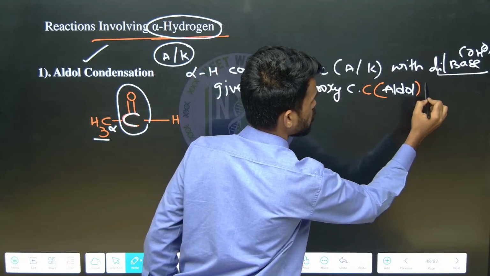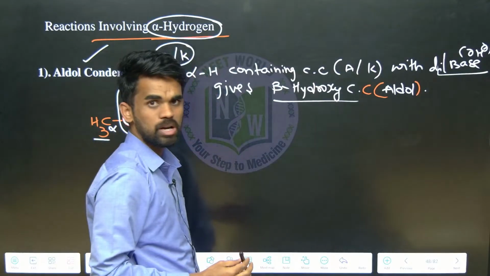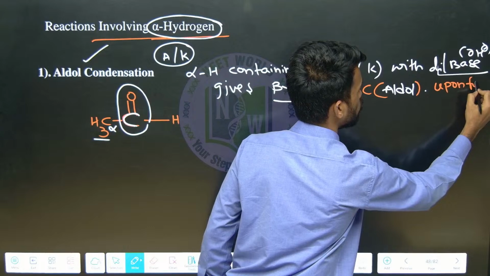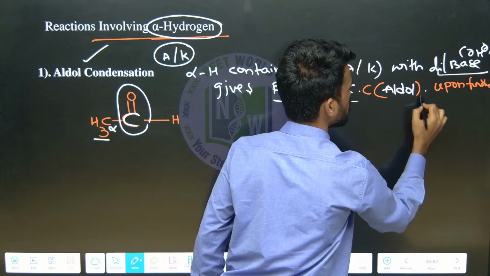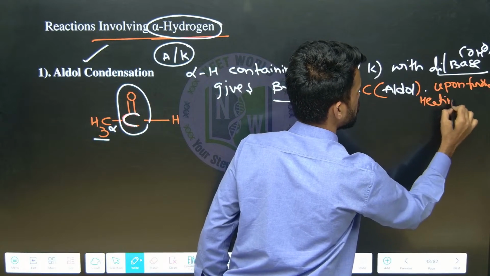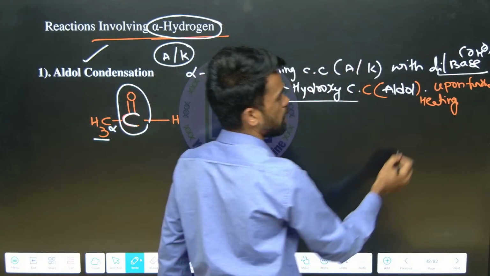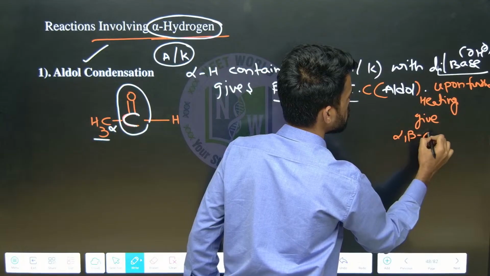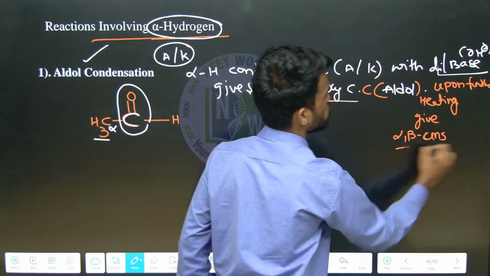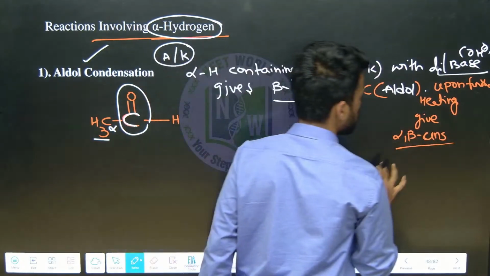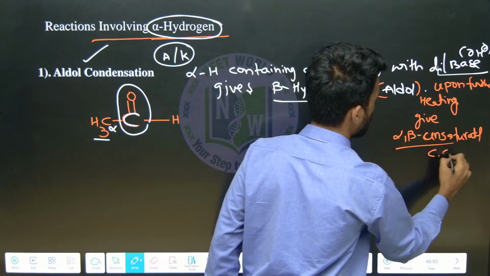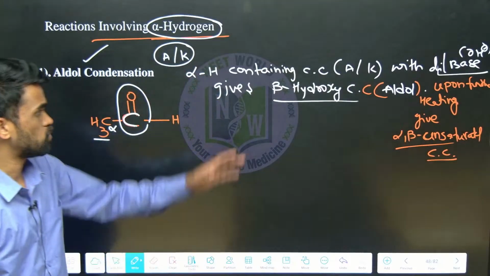So upon this aldol formed, a beta hydroxy carbonyl compound is formed. Upon further heating, dehydration takes place and gives an alpha beta unsaturated product. This is a condensation product. An alpha beta unsaturated carbonyl compound is formed. So this is the final product.